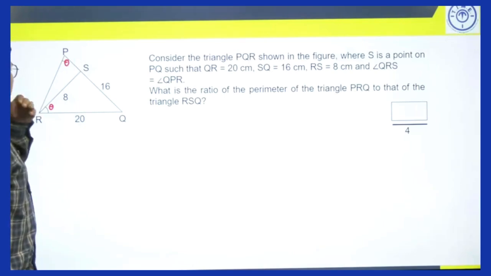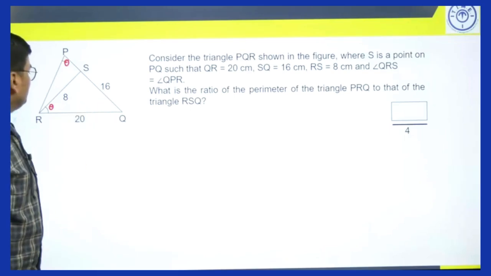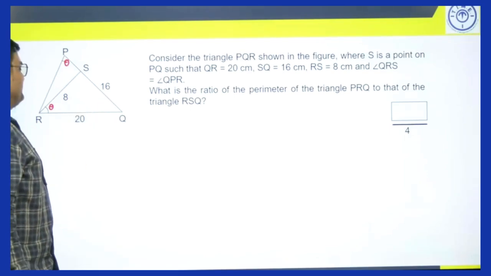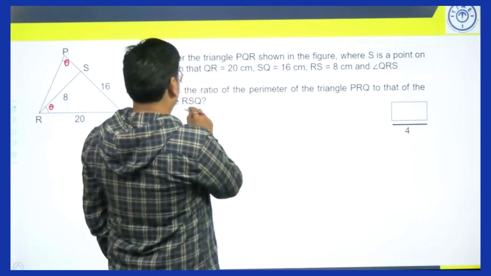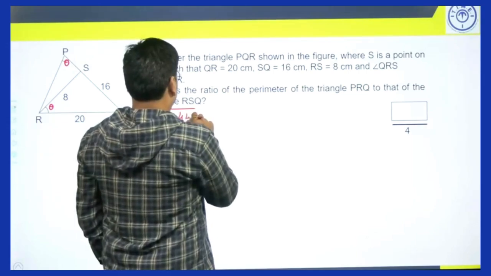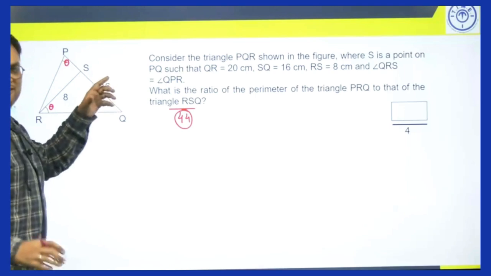See, for RSQ the perimeter is already known, isn't it? RSQ is nothing but 8, 16 and 20, which happens to be what? 24, 44. So RSQ's perimeter is already 44. We have to just find the PRQ perimeter. So PRQ means the larger triangle's perimeter.